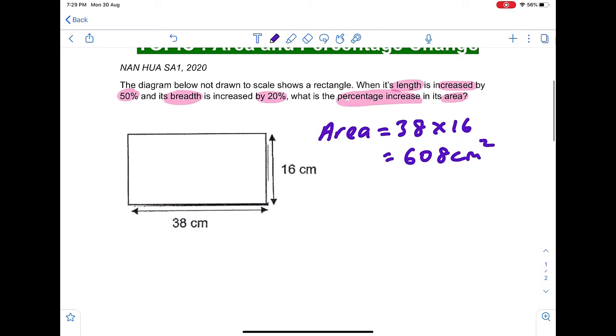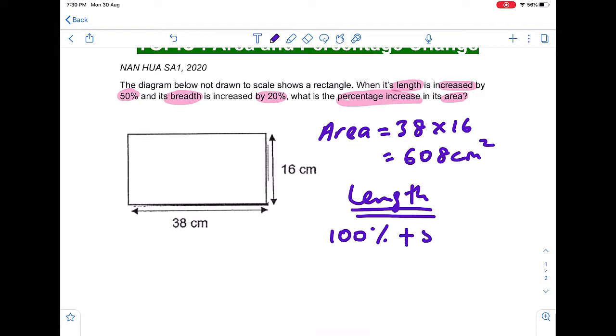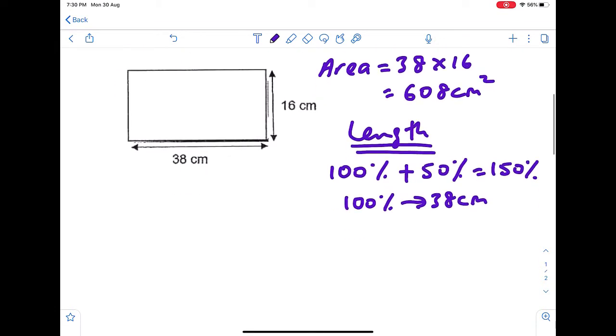Now something happened to the length and also to the breadth as well. So as for the length, originally it is 100% and we increase it by 50%, so the new percentage is 150%. So the original length is 38 centimeter. We need to go to 150%.